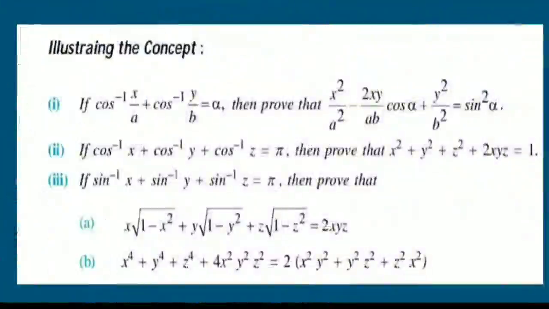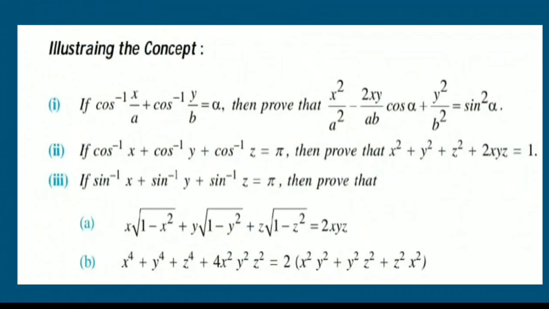So let's see here. And if sine inverse x plus sine inverse y plus sine inverse z equal to pi, then prove that x under root 1 minus x square plus y under root 1 minus y square plus z under root 1 minus z square is equal to 2xyz, and another part, that is x to the power 4 plus y to the power 4 plus z to the power 4 plus 4x square y square z square is equal to 2 times of x square y square plus y square z square plus z square x square. Let's solve. Pause it and try yourself. So the first one is a very well known and renowned question.